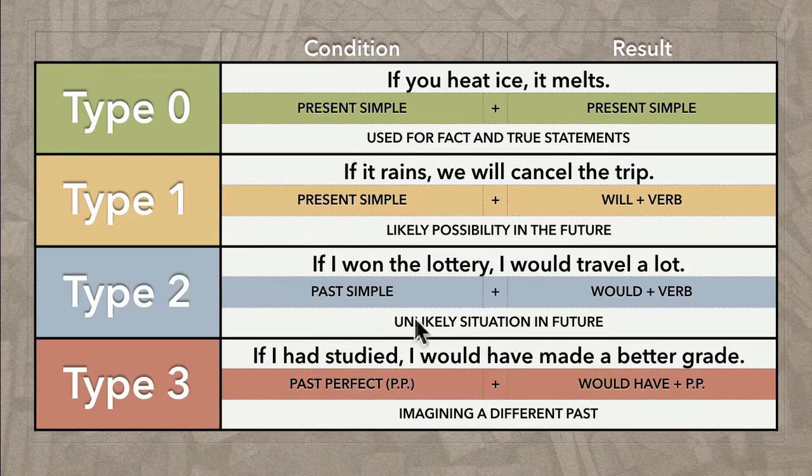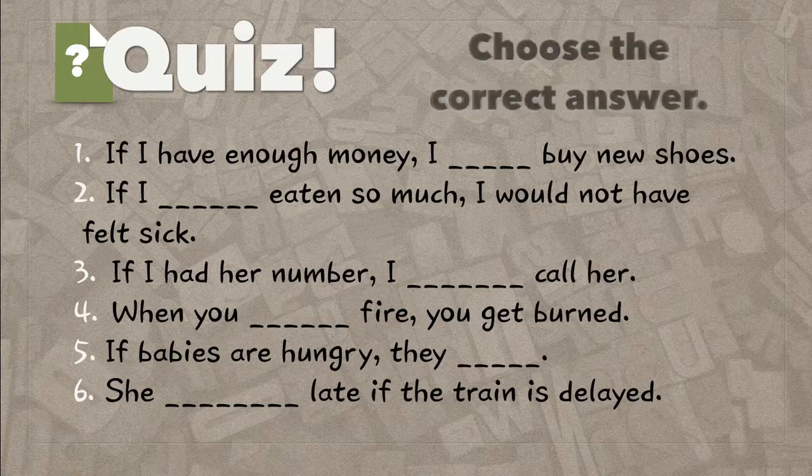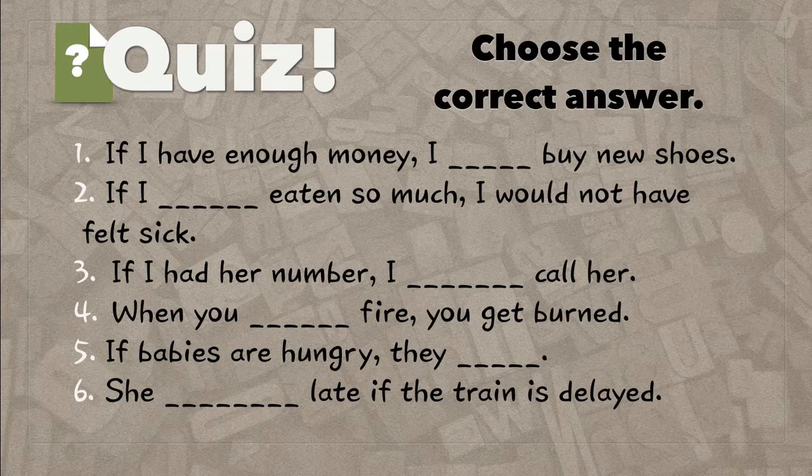Type 2, unlikely situation, past simple plus would verb. If I won the lottery, I would travel a lot. And type 3, an impossible past, past perfect plus would have past participle. If I had studied, I would have made a better grade. So, are you ready for a quick quiz? Choose the correct answer. Again, pause and think of what answer works best.